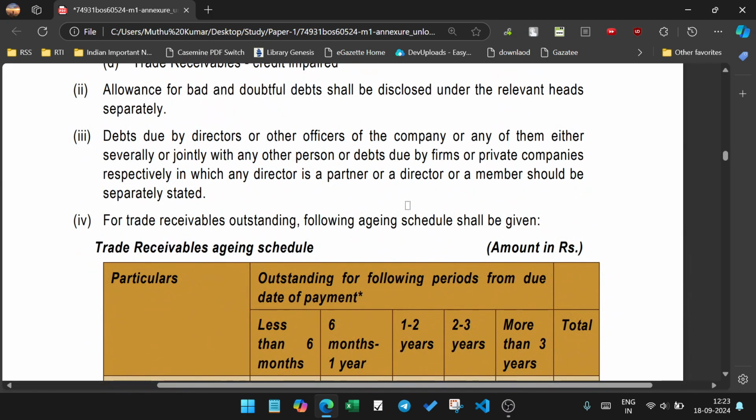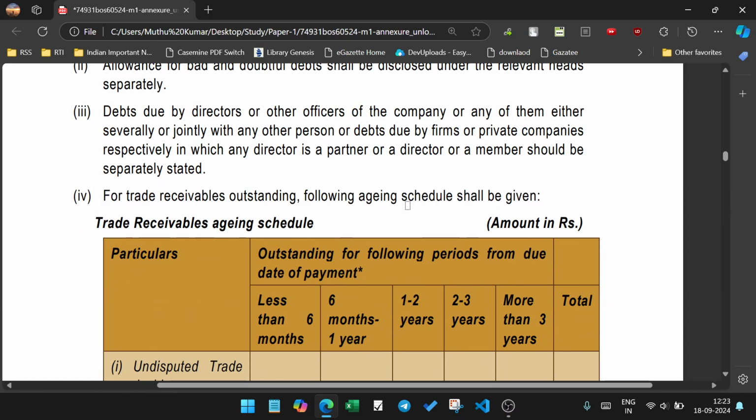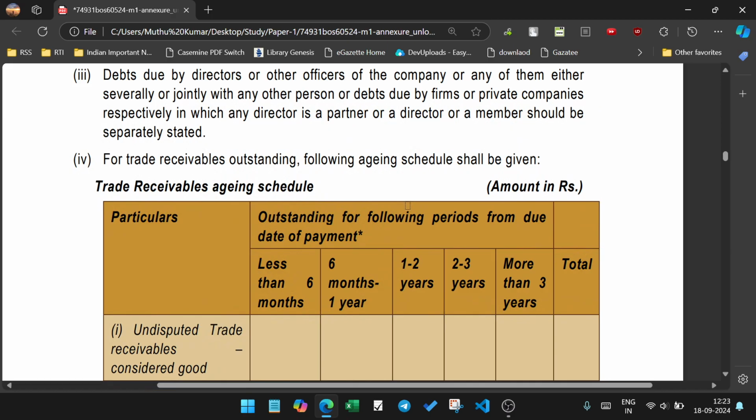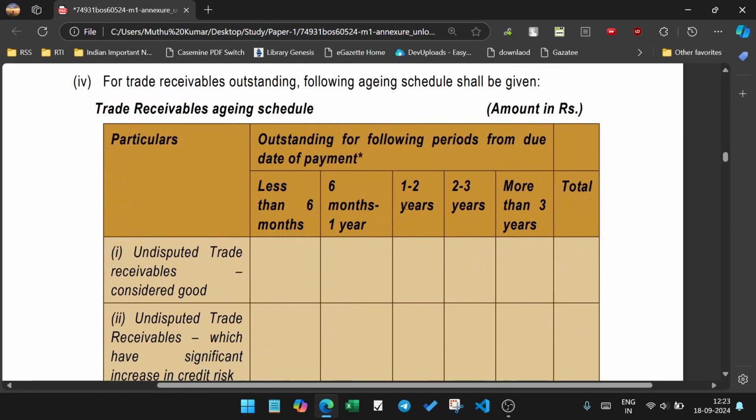The debts due from directors or other officers of the company, either severally or jointly with other persons, and debts due from firms and private companies in which any director is a partner, director or member, shall be shown separately. The trade receivable outstanding following each schedule shall be given.